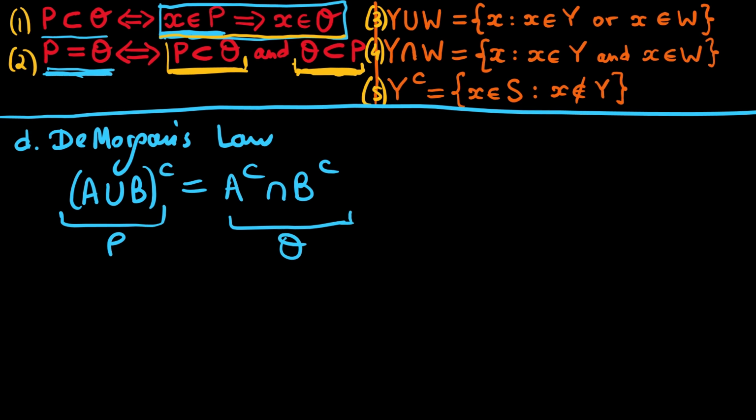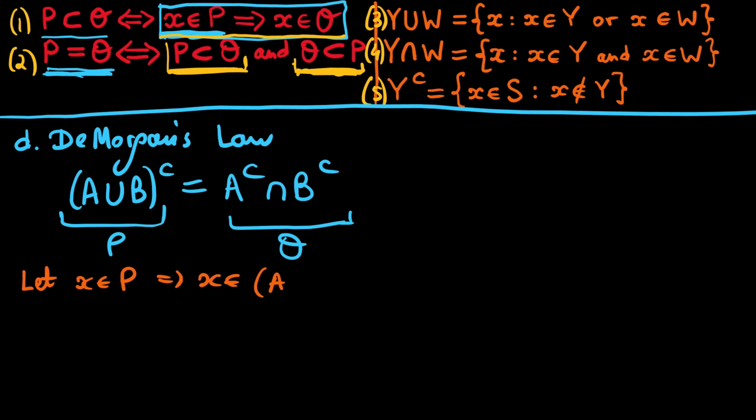How do we show that two sets are equal? We've got to show that they're subsets of each other. And so let's start with the first one. We want to show that P is a subset of Q. How do we do that? We let X be an element of P. We unpack what that means.